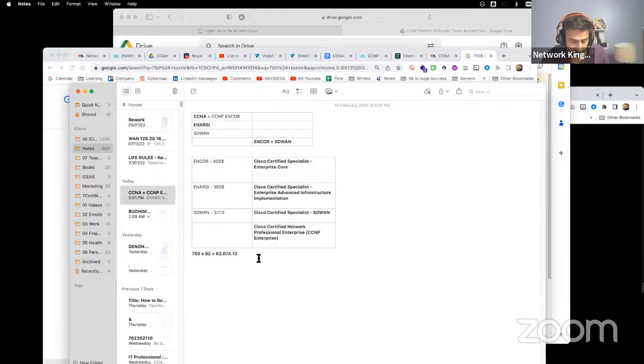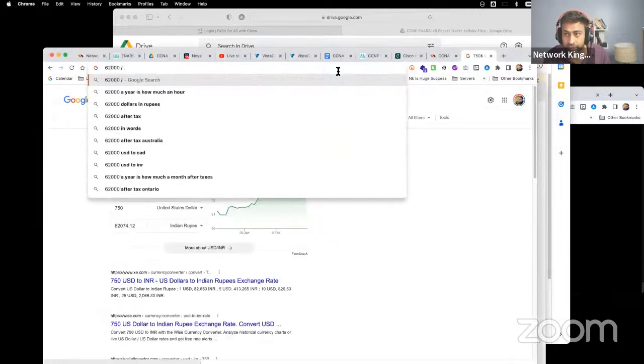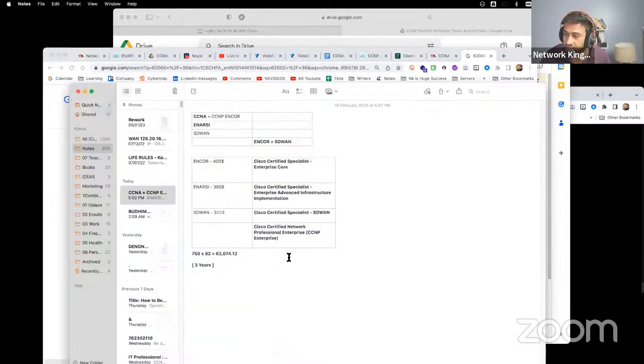But first of all, the 62,000 is valid for around 3 years. That's the first point. If you have good knowledge, just imagine 62,000 divided by 3 years, 36 months. Monthly you are paying, it's like a premium to Cisco. Consider it that way: you are paying around 1,700 rupees monthly to Cisco.